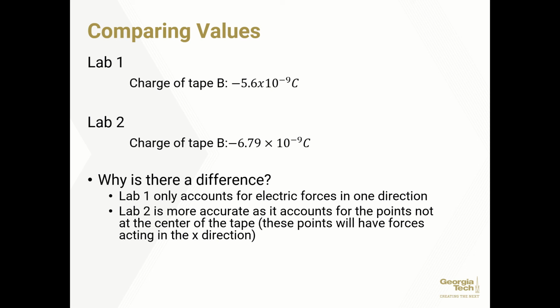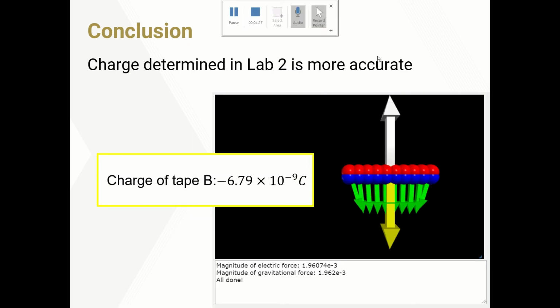Lab 2, on the other hand, accounts for the weight being distributed along the tape by modeling by several point charges, and this is by superposition, again, doing it with multiple point charges. So because of this, Lab 2 is more accurate because it's accounting for that distribution. It'll also account for the fact that the charges on the very edge of the piece of tape to the far left, they're going to have an X component. It's not just going to be all Y.